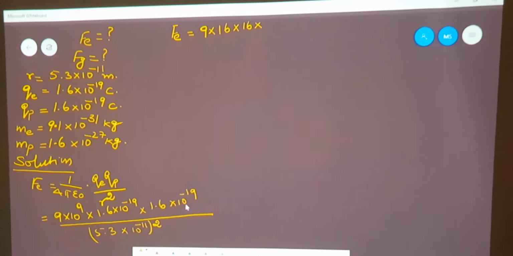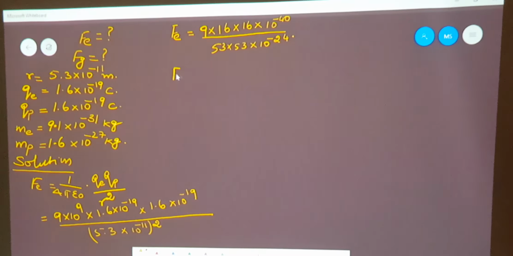This becomes 10 power minus 20. So 10 power minus 40 whole divided by. I can write this as, instead of 5.3, if I am writing it as 53, then it is 10 to the power of minus 12. Squaring it out, I can write 53 into 53 multiplied with 10 to the power of minus 24.